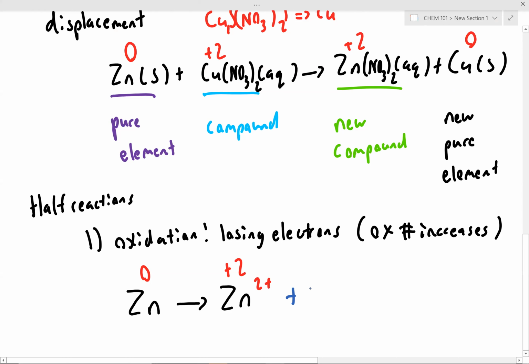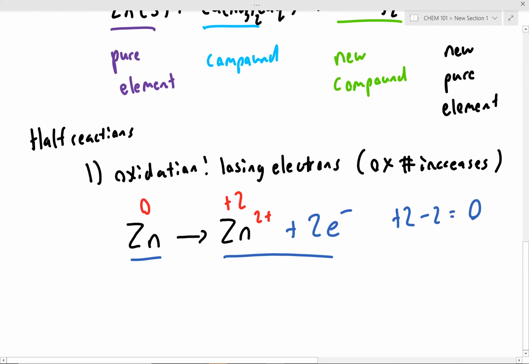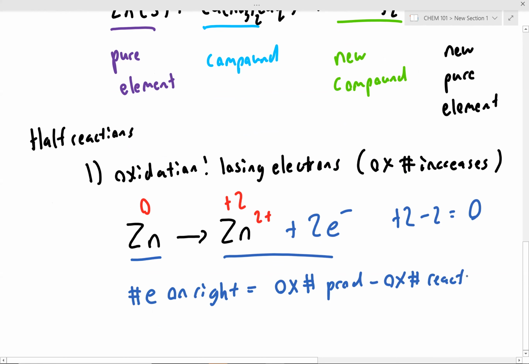2. Now, there are two ways of thinking about balancing these equations. The first of which is that the total charge on the left and the total charge on the right must be equal, right? So if we add up +2 and -2, we get 0. That's one way of thinking about it. The other way of thinking about it is that the number of electrons on the right is equal to your oxidation number for your product minus the oxidation number for your reactant.